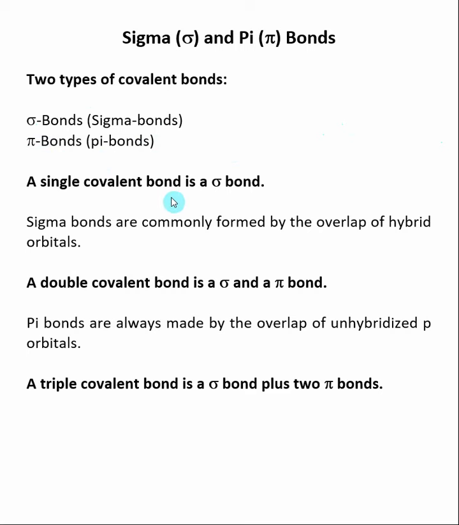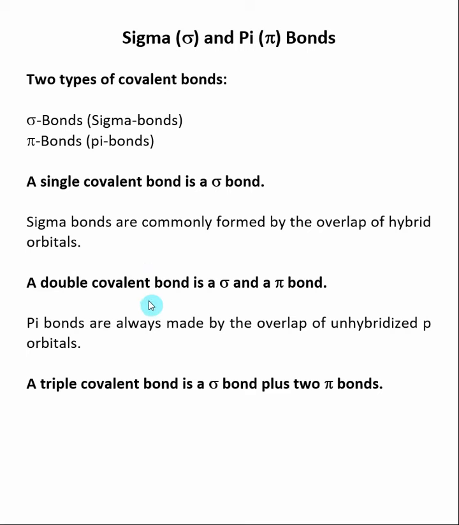A single covalent bond is always a sigma bond. And a sigma bond is formed by the overlap of hybrid orbitals generally. For a molecule, typically the framework that holds the atoms all together are sigma bonds.